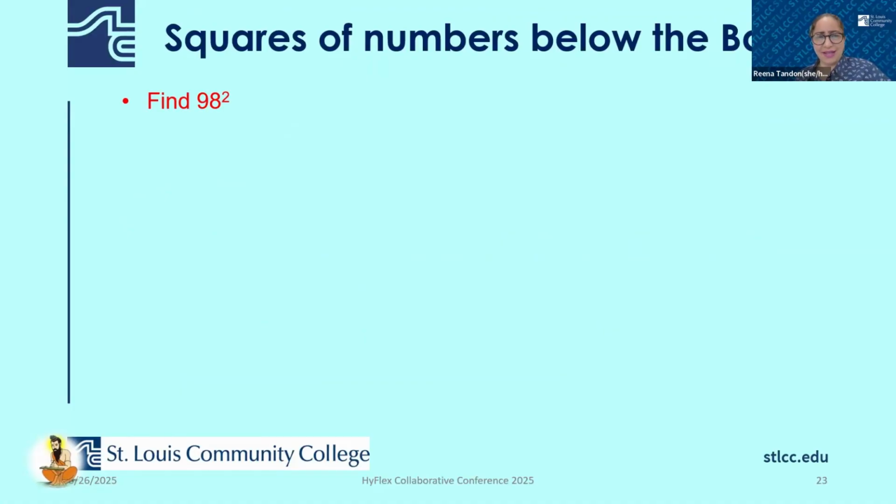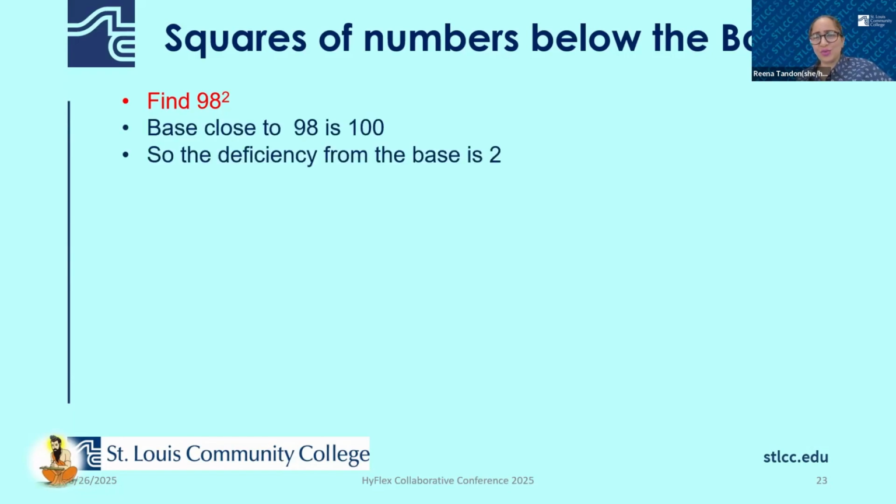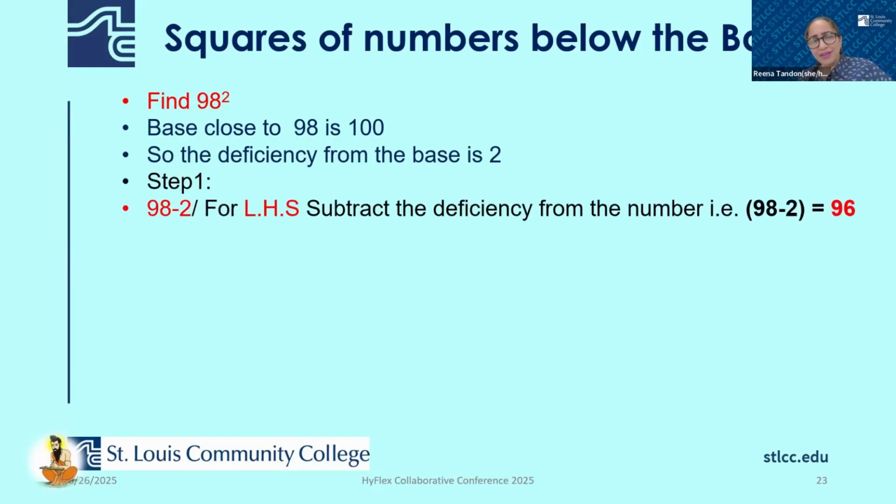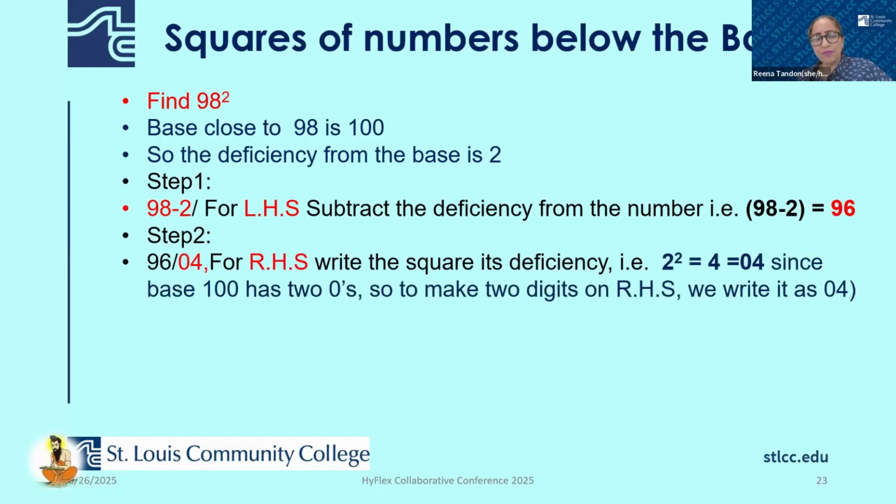Deficiency means it's less. Yes, it's 2. Well done. So when it is 2, it is closer to the 100, right? So we are subtracting 2 from the 98, and you will get 96, right? And whatever the deficiency, we have a deficiency of 2, and 2 squared is 4.